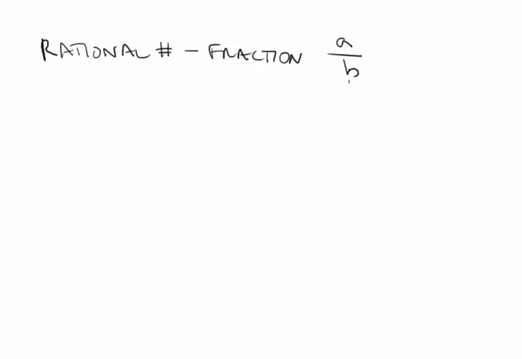Hello, scholars. We're going to do a brief introduction to rational numbers through a couple of examples. Basically, a rational number is just a fraction. Any fraction you can write in the form of a over b, where of course b cannot be equal to 0, because then we would be dividing by 0, which we can't do.